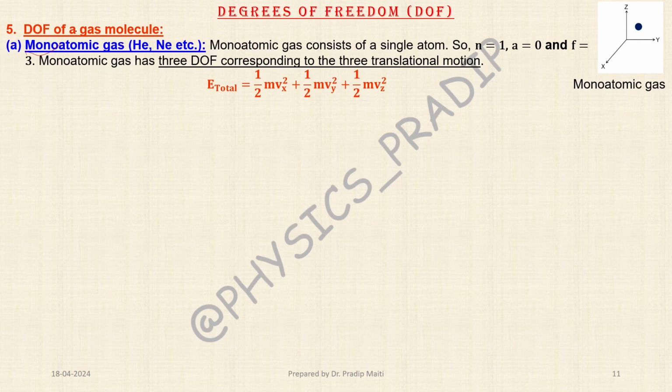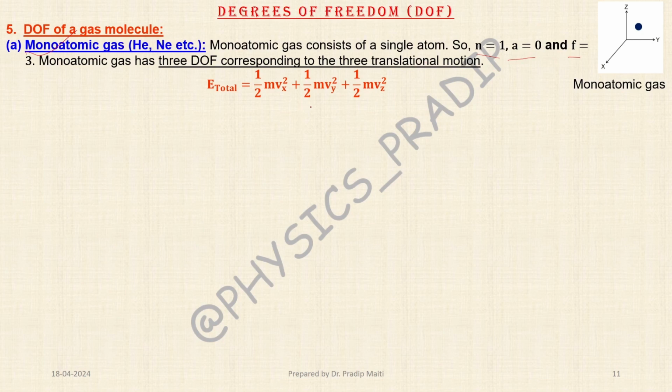If we take a monoatomic gas, examples of monoatomic gas are helium, neon, argon, etc. Then a monoatomic gas consists of a single atom. So here n is 1, A equals 0, as there is no restriction. If we look at the figure, there is a single particle and there is no restriction, that is the value of A is 0, and F equals 3. So the monoatomic gas molecule has only 3 degrees of freedom, and these correspond to the 3 translational motions along the 3 axes of the coordinate system.